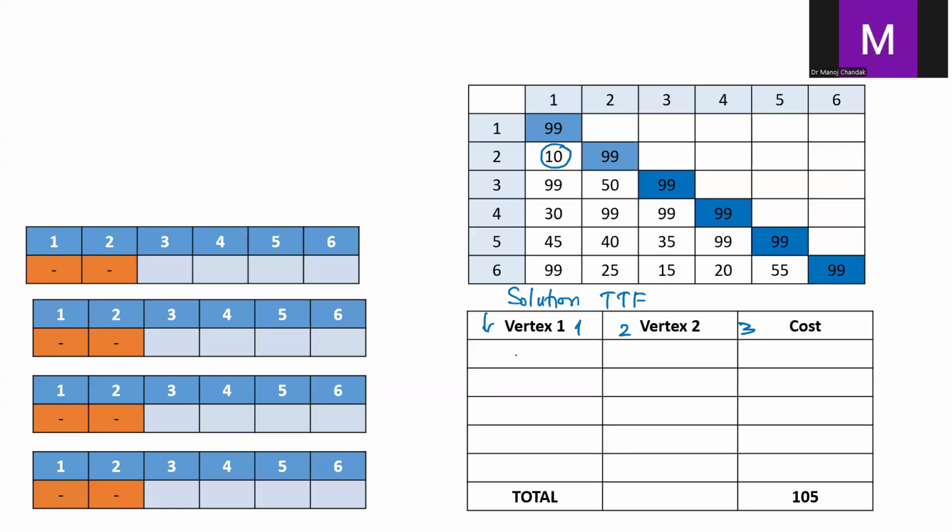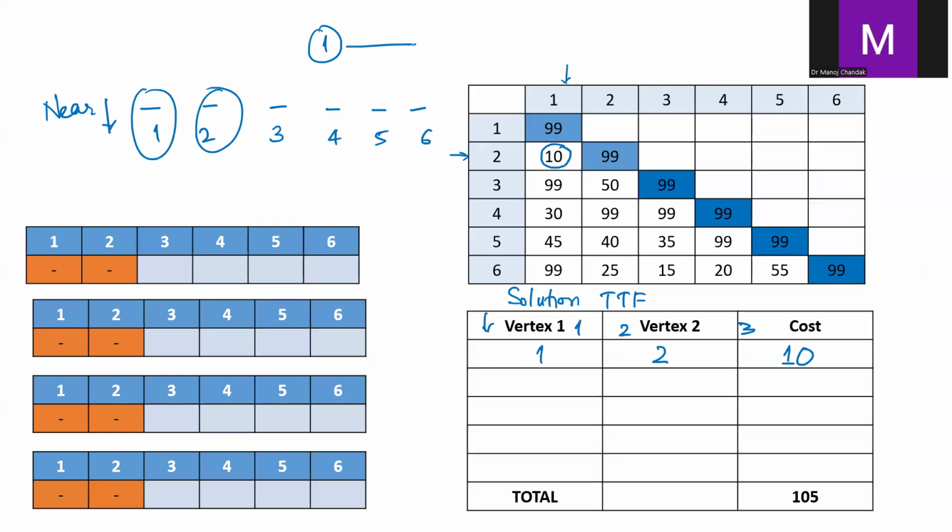So first we'll write the edge. This entry is at column 1 and row 2. So we can write it as 1 comma 2 equal to 10. And this is the structure of the near array. This near array will have 6 positions because there are 6 vertices. And since we have selected vertex 1 and vertex 2, because this 1 comma 2 in the graph is 10, we will keep these two entries blank and we'll put remaining entries for our calculation.